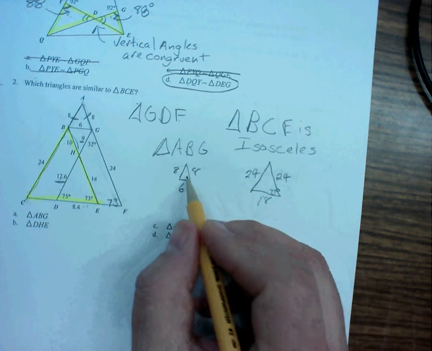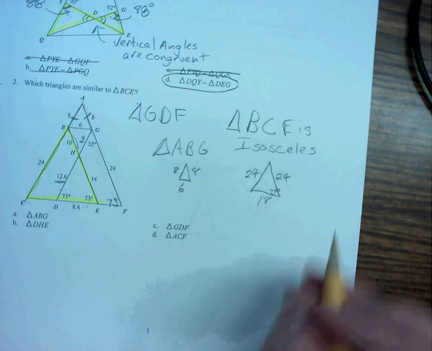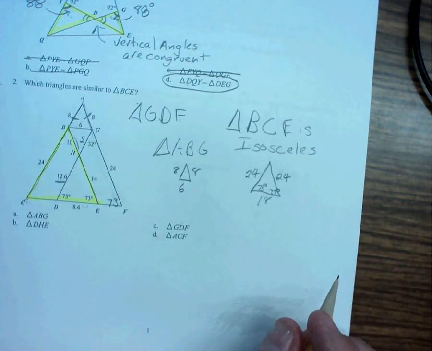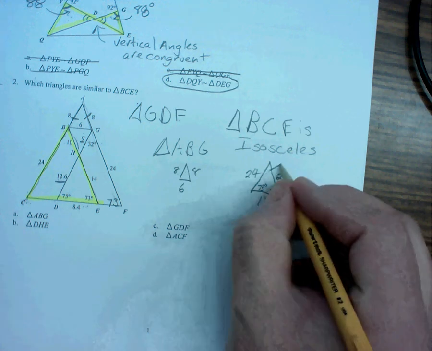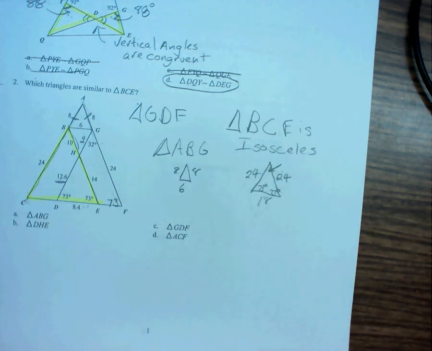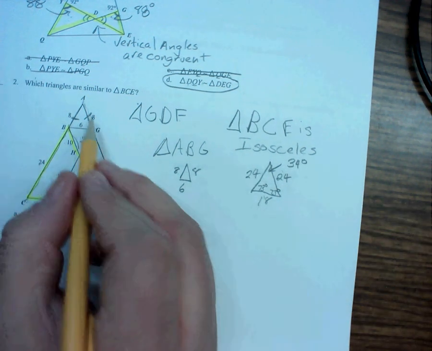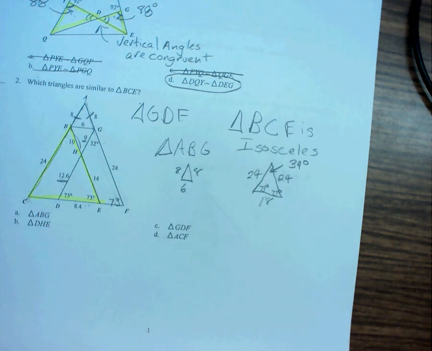If I could prove another angle somewhere. Well, if this is an isosceles triangle, then this would be 73 degrees as well, right? So what angle would that give me here? 180 minus 73 times 2, right? 2 times 73. So this would be 34 degrees. So if I could prove that this is 34 degrees somehow, oh, you know what? I can.